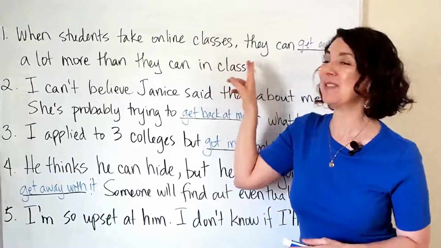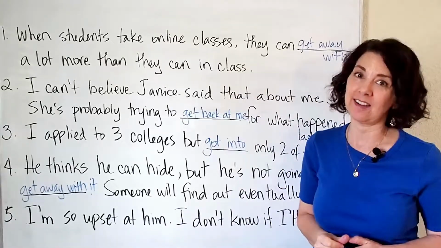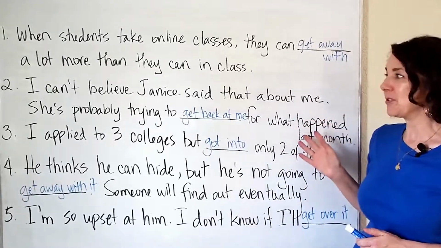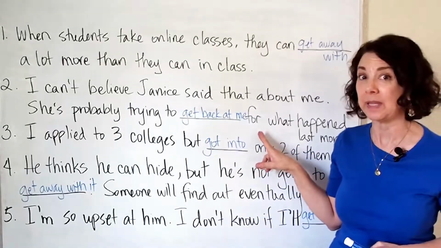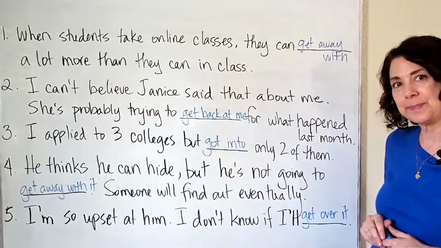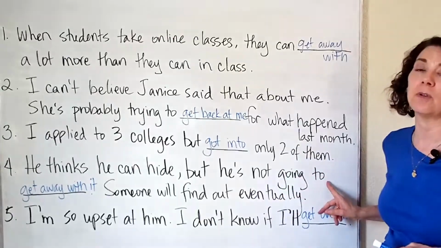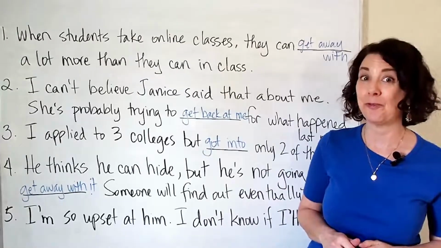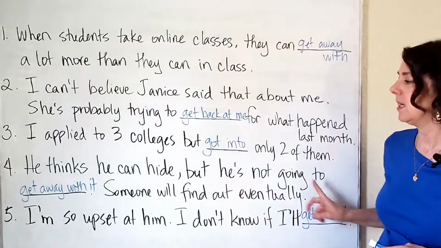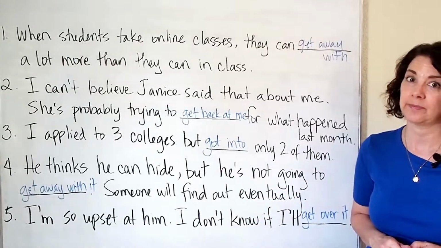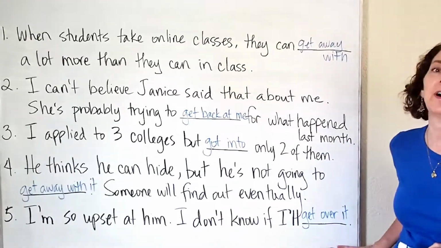Number 1. When students take online classes, they can get away with a lot more than they can in class. Number 2, I can't believe Janice said that about me. She's probably trying to get back at me for what happened last month. Number 3, I applied to 3 colleges but got into only 2 of them. Number 4, he thinks he can hide, but he's not going to get away with it. Someone will find out eventually. Number 5, I'm so upset at him. I don't know if I'll get over it.